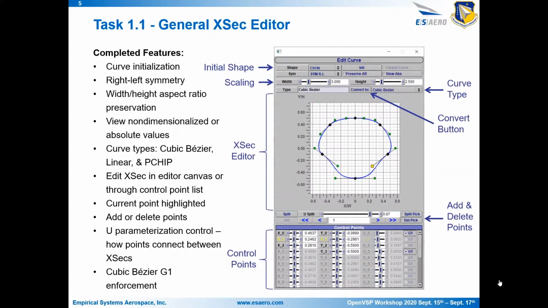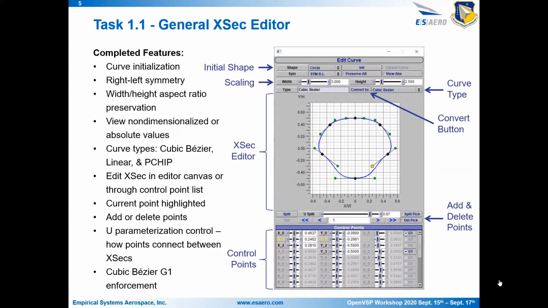We can split the cross-section at any location, either by just clicking the split pick toggle and then clicking on the curve, or you can specify a certain U parameter value that you would like to add a control point at. U is going to be a value between 0 and 1 that wraps around the curve.